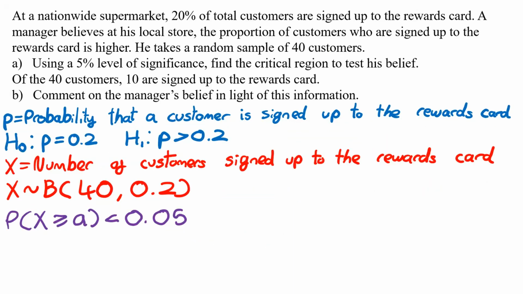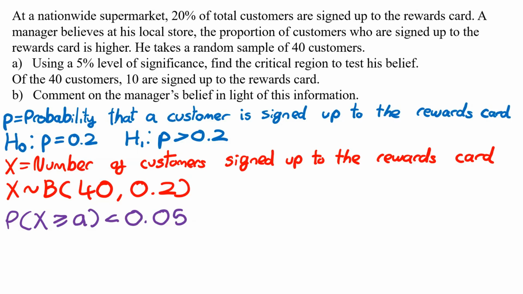Okay, so we need to find the first value of A where the probability that x is bigger than or equal to A is less than 0.05. Now this example we have to approach a bit differently to the previous example, because your ClassWiz calculator cannot find this probability directly, since the inequality sign is the wrong way round. In order to find a probability, it needs the inequality sign to be this way round.